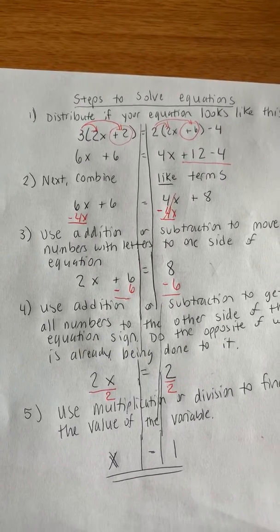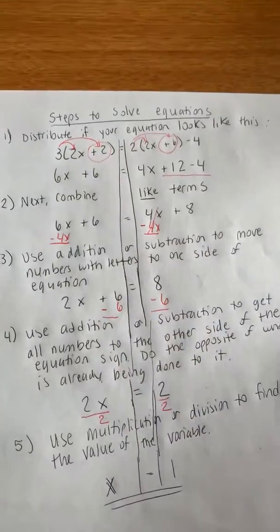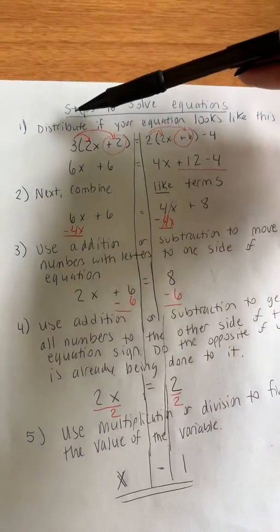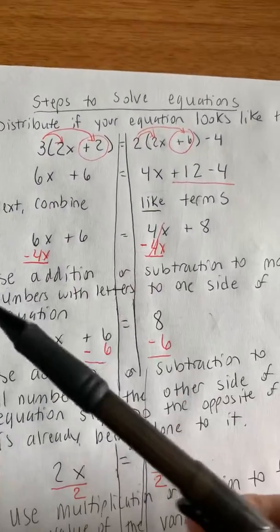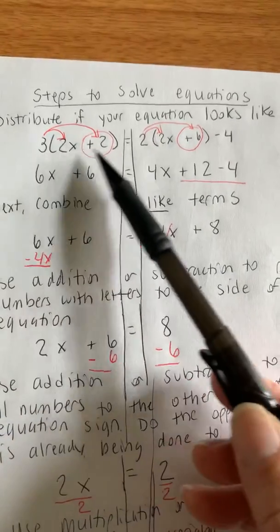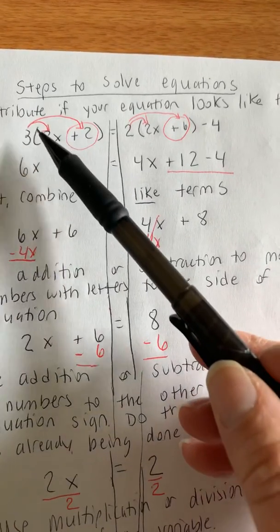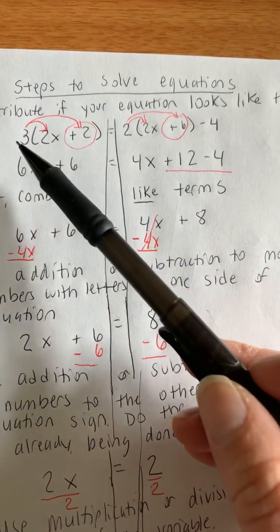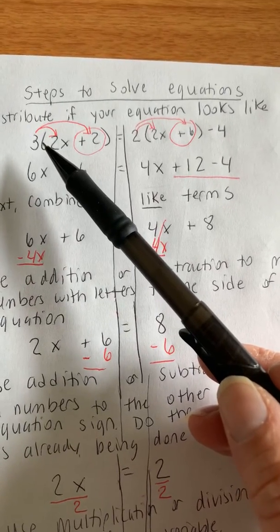Now, I have written out the steps to solve equations. The first thing that you want to do, if you can, is distribute if your equation looks like this. So if you have an equation that has parentheses in it and numbers on the outside of the parentheses, notice I've drawn my arrows. That means we're going to multiply the number on the outside of the parentheses to give us the answer.